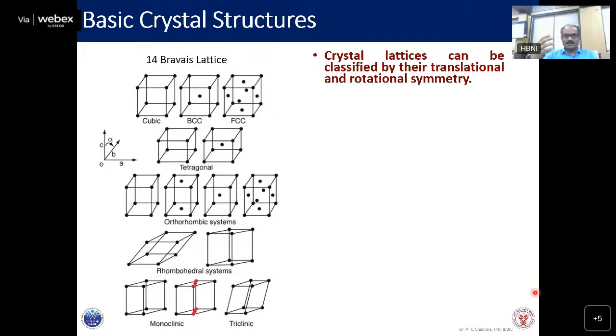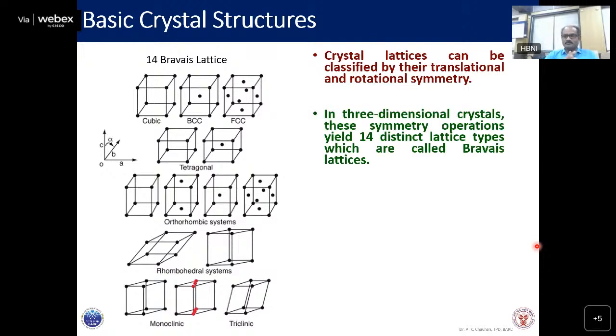If we see some basic crystal structures, there are actually 7 crystal systems. These are cubic, tetragonal, orthorhombic, rhomboidal, monoclinic, triclinic, and hexagonal. And there are 14 Bravais lattices. Crystal lattices are a result of translational and rotational symmetries. In three-dimensional crystals, these symmetry operations yield 14 distinct lattice types, which are called the Bravais lattices.